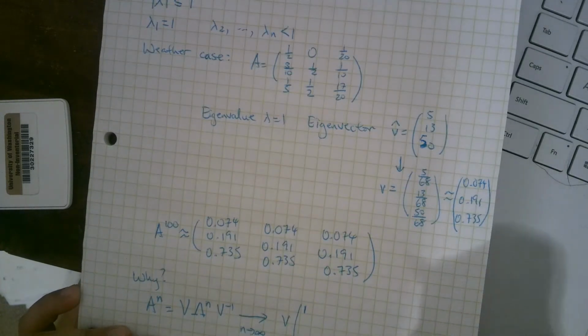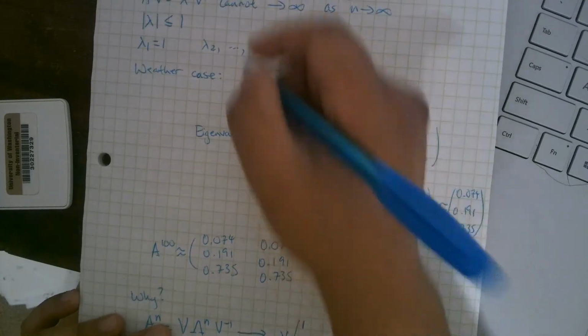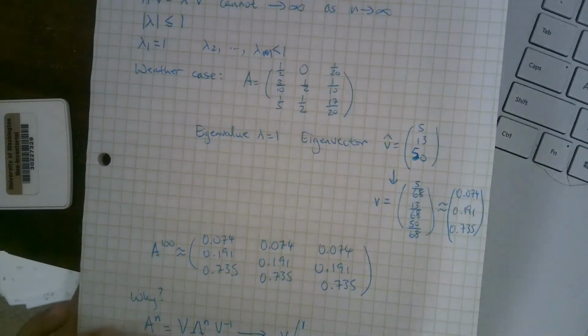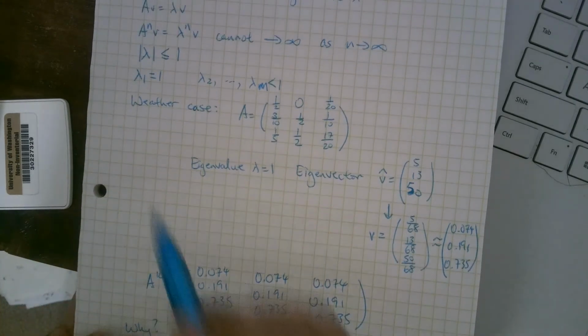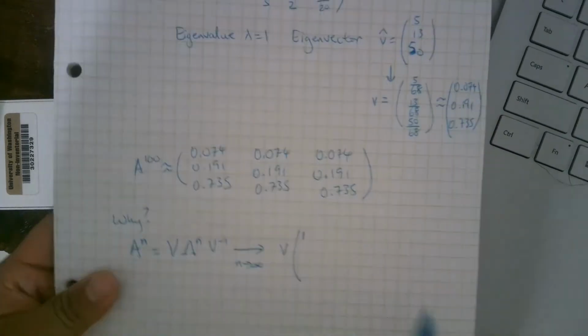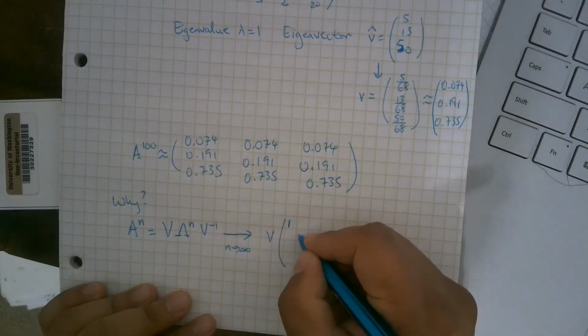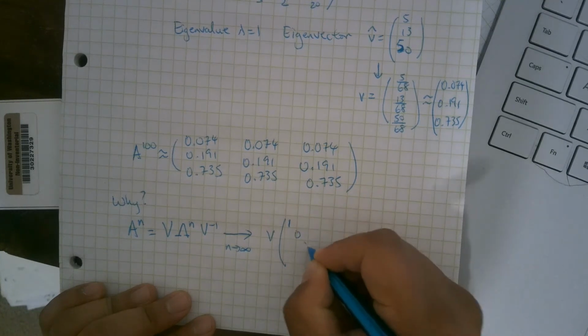Probably should not use n for both of these. Let's call this m. Apologize for that. Okay, so A is now an m by m matrix, and n is the power that we're raising to. n is going to go to infinity. Do not use the same letter for two different things.